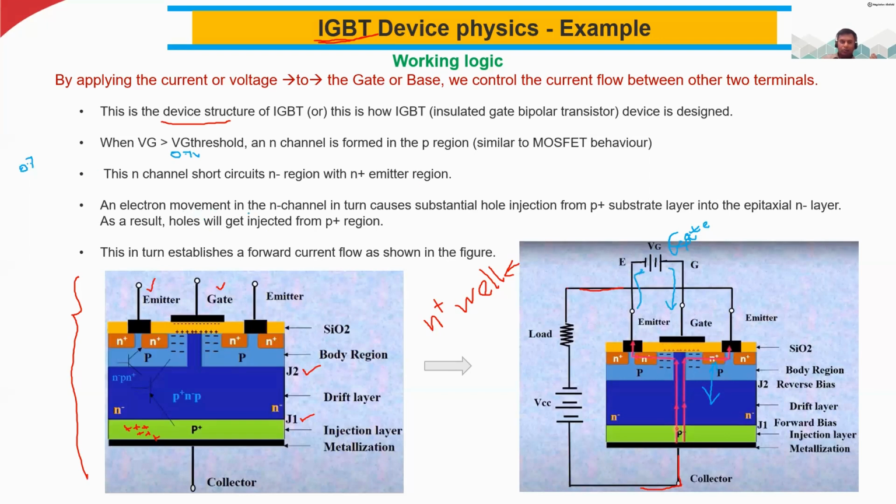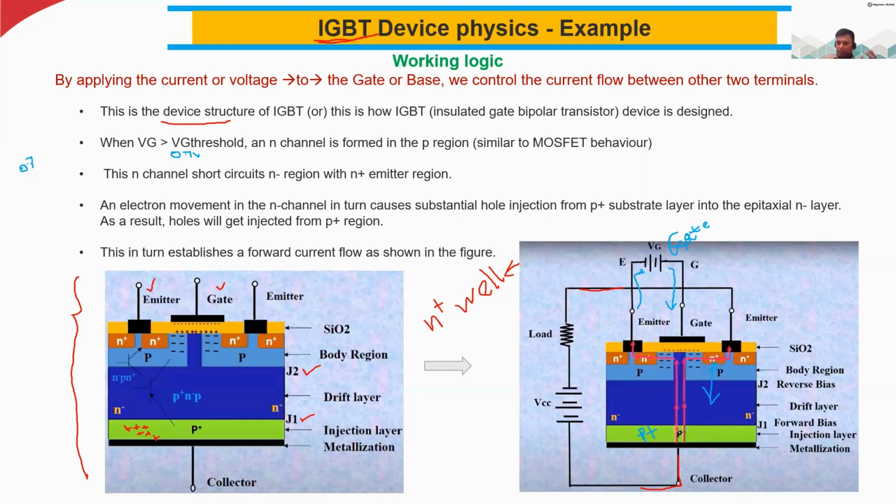Now the electron movement in the N channel in turn causes substantial hole injection from the P plus substrate layer into the epitaxial N minus layer. Because of this short circuit, in this P plus we already have a lot of holes. Remember, it is heavily doped, so the depletion layer width is much smaller here. So that can easily be broken and the current flow starts.